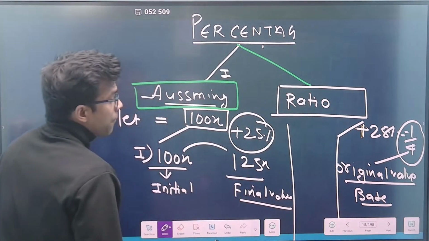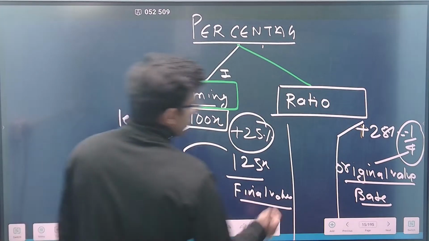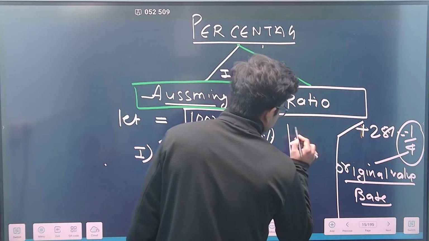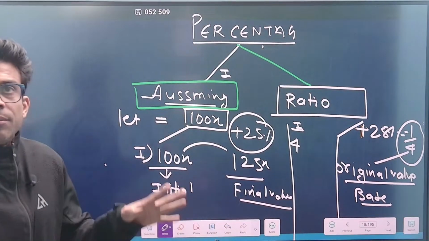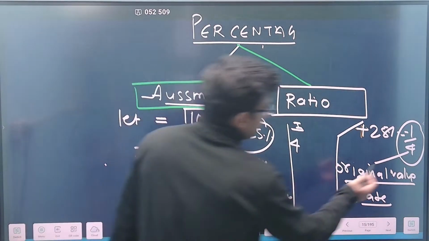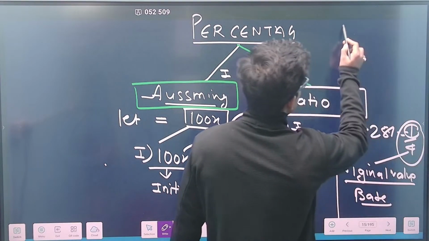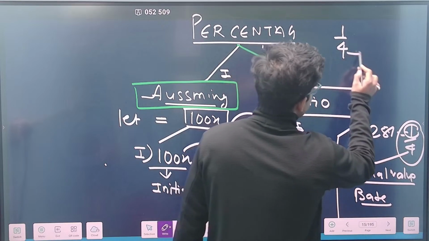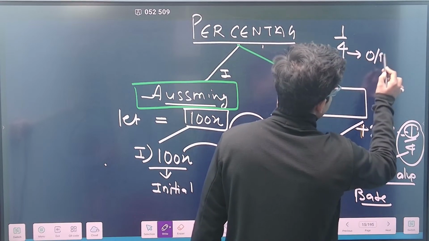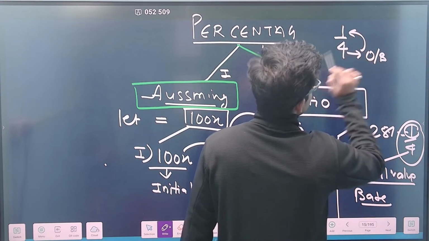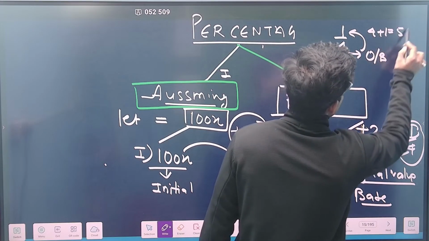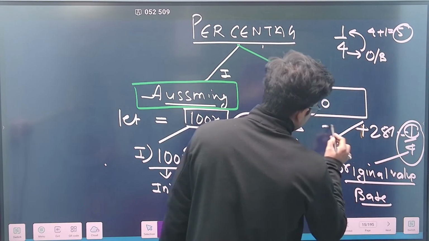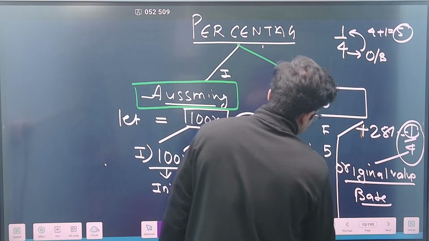Now see, if I say my initial value is 4, then what would my final value be? My final value would be the increment of this 1, meaning 1 by 4. This is my base or original value. When I add this 1 to 4, it becomes 5, my final value. So the ratio is 4 is to 5.